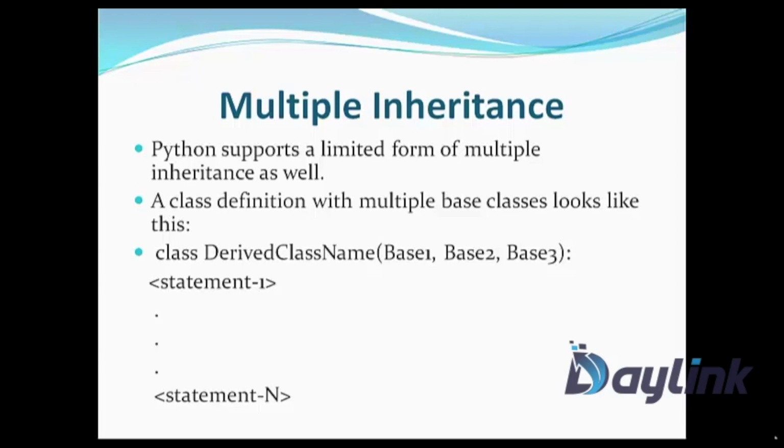With new style classes, dynamic ordering is necessary because all cases of multiple inheritance exhibit one or more diamond relationships. For example, all new style classes inherit from object, so any case of multiple inheritance provides more than one path to reach object, to keep the base classes from being accessed more than once.